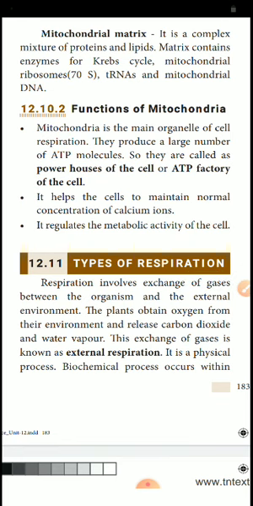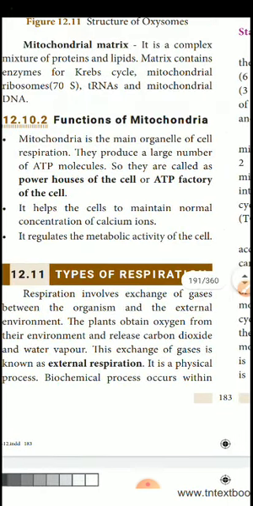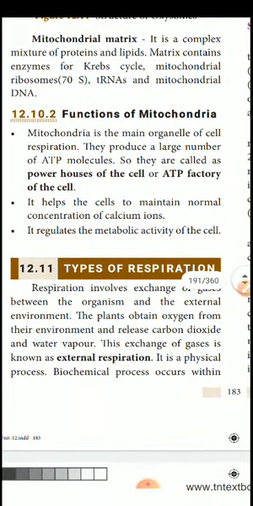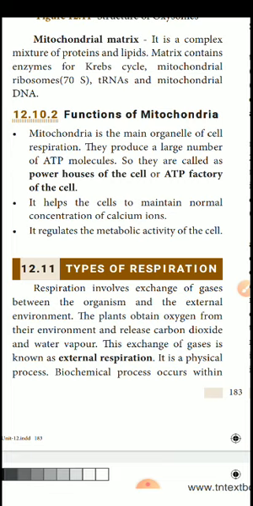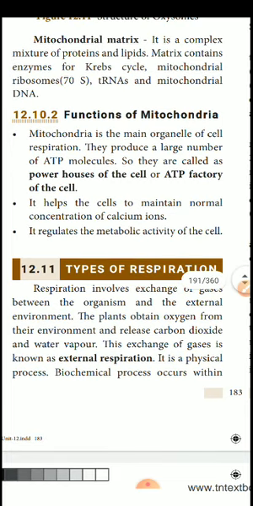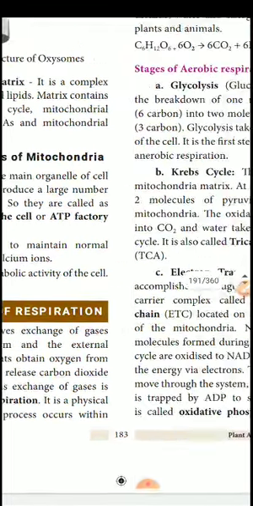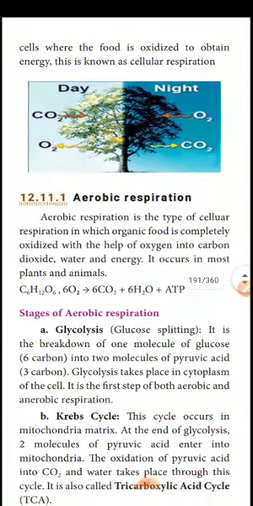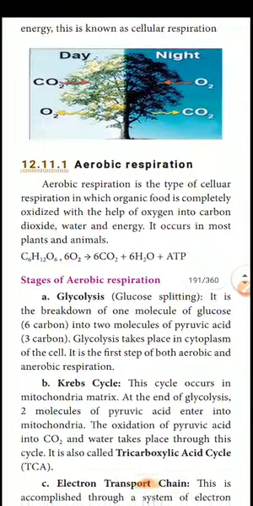Next, types of respiration. There are 2 types of respiration. Between the organism and the external environment, the plant obtains oxygen from the environment and releases carbon dioxide and water vapor, so it is known as external respiration. The biochemical process that occurs within cells, where food is oxidized to obtain energy, is known as cellular respiration.